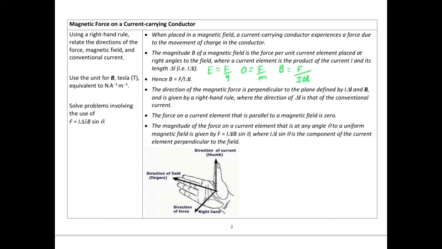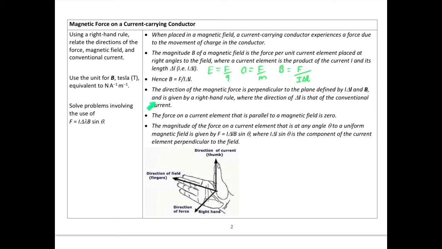I think it's really important to see that similarity with electric field strength and with acceleration, which is a measure of gravitational field strength, but I'm not going to try and go into the rationale behind the per unit current element. Hopefully you can just follow that pattern and see that there. The direction of the force is perpendicular to the plane defined by I delta L, i.e. the current, and the magnetic field. That's a little bit confusing.